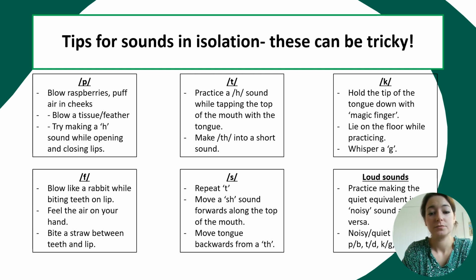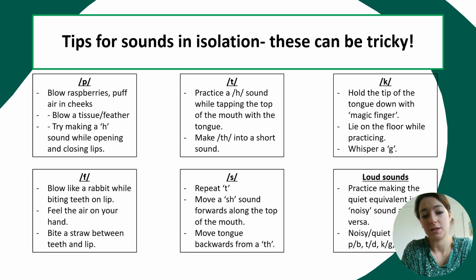For k, use the magic finger technique. Hold down the tip of your tongue with your magic finger. So ask the child if they have a magic finger and they can do it with their tongue. For example, k, k. If they are holding down the front of their tongue, it's very difficult for it to go up to produce a t sound, which a lot of children do when trying to produce a k.